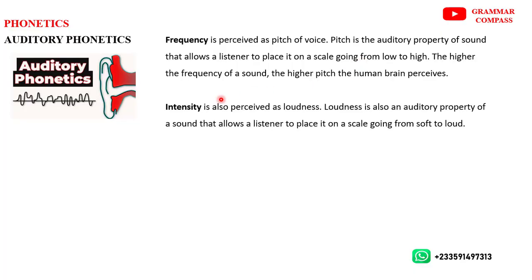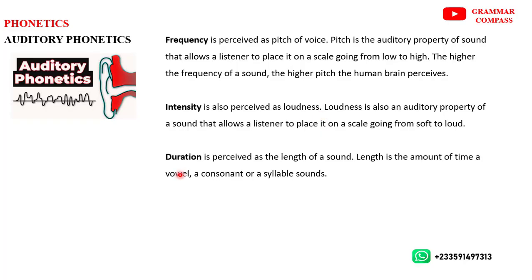We also know intensity from acoustic phonetics. In auditory phonetics, intensity is perceived as the loudness of sound. So loudness is an auditory property, and it helps the listener to place the sound on a scale, going from a sound that is soft to a sound that is loud. A whisper has low intensity and sounds very soft, while a shout has high intensity and sounds very loud.